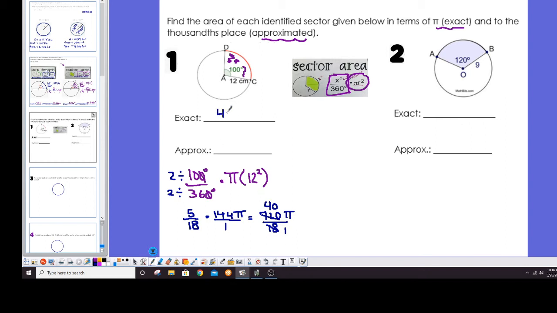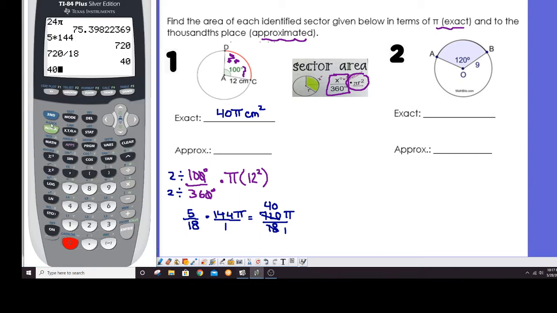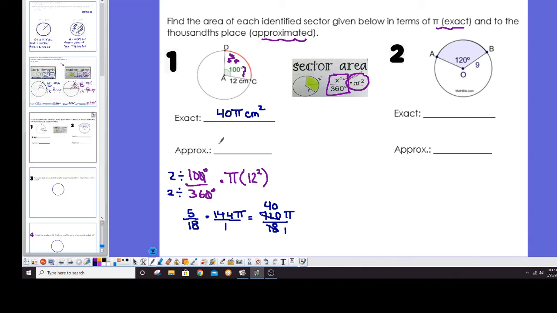That's my exact area. And this is centimeters, so I'm going to square that. And then the approximate would be 40 times pi, which is 125.664 centimeters squared. Easy peasy, right?